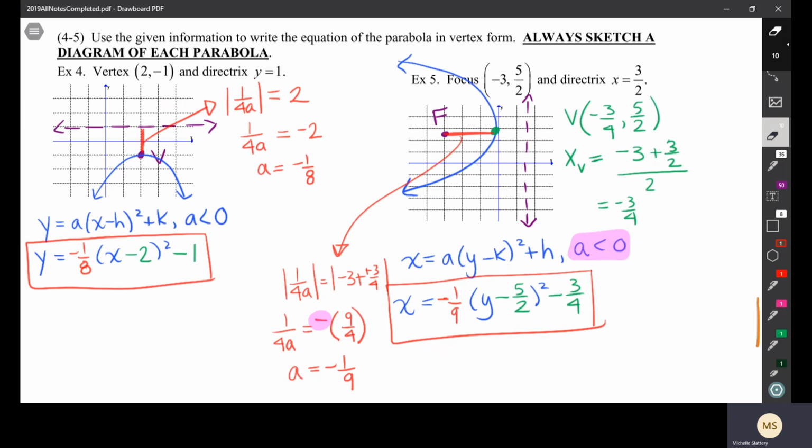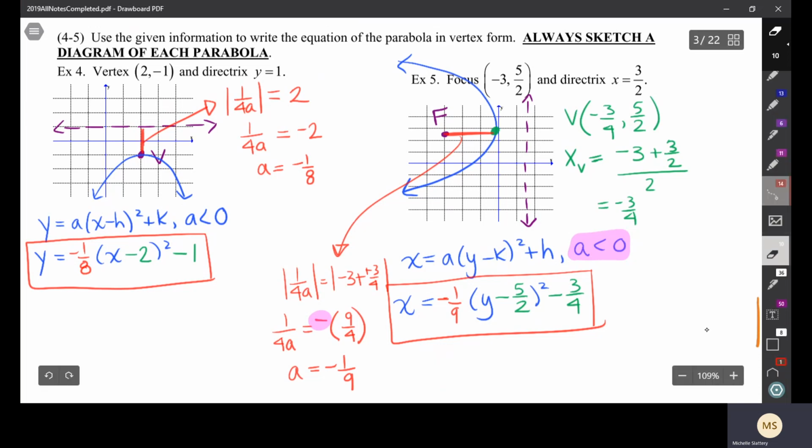All right, so 4 and 5, these ones give us information. Here we're told that the vertex is (2, -1) and the directrix is y equals 1. So using that, I know directly that my h and k values are 2 and -1. Since the directrix is y equals 1, we draw that horizontal line. And since the directrix is horizontal, the parabola has to be vertical, up or down. We know that the vertex is below the directrix, so our parabola opens down, which means I know that my a value is going to be negative.